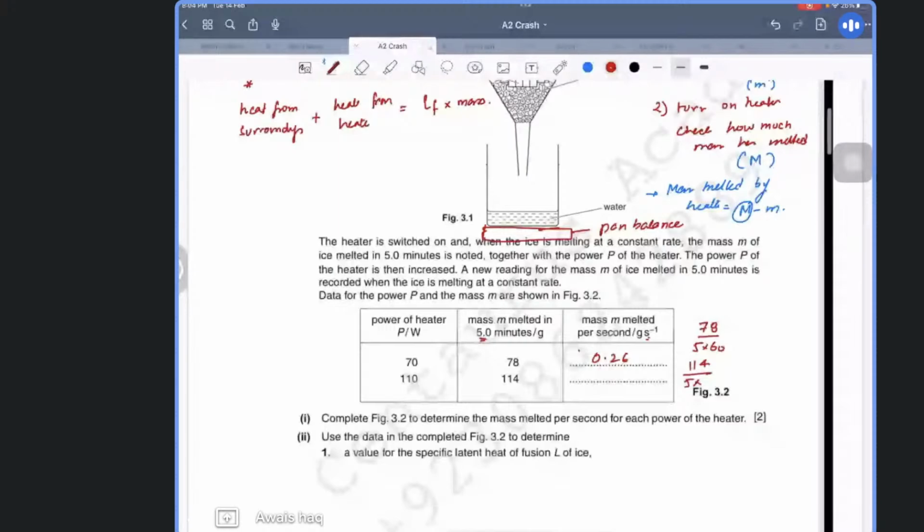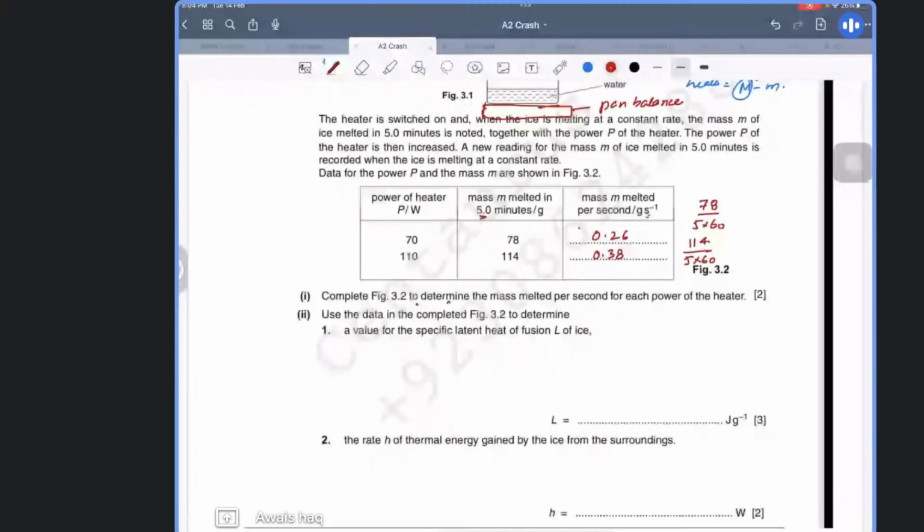It says complete the mass melted per second. Use the data in this to determine the value of fusion of ice, right? So now again, we need to understand what the change in this is. The change is that the power basically changed this. So what are we going to do? We're going to find the power times time equals the latent heat of fusion times mass. Now by taking the change, we are doing this one.